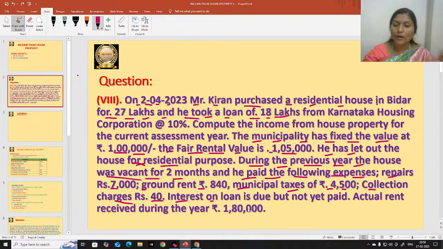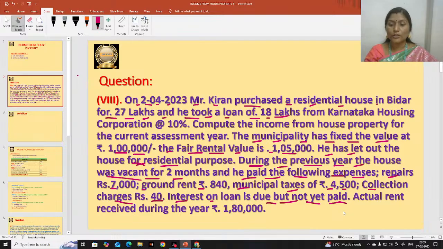So what is the rule for interest on loan? Even if it is paid or it is due, we will allow it as deduction. Here the loan is due but not yet paid. Even though it is not paid, we will give it as deduction. Interest on loan, we can allow it as deduction, even if it is due. So it is allowed on due basis also as deduction under section 24 subsection B.